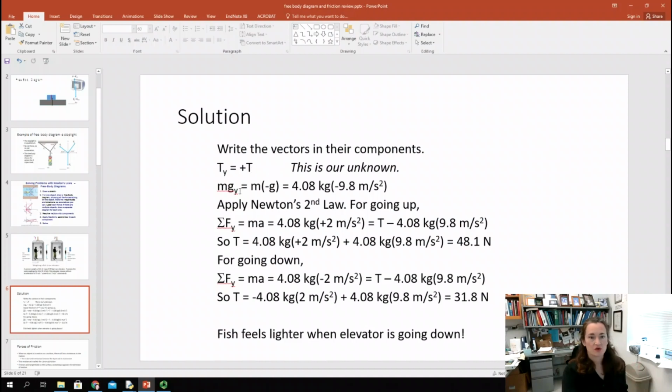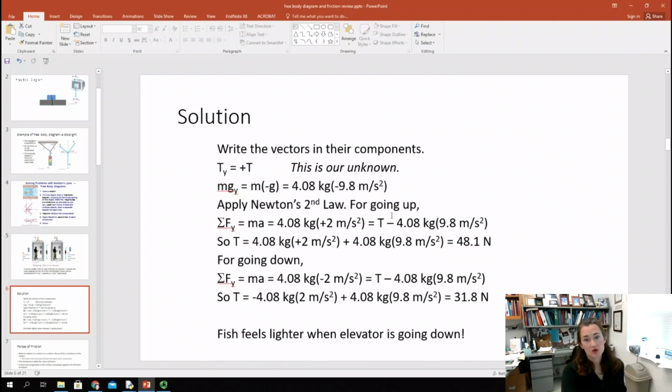Now, mg, the y component of gravity here, mg sub y, would be equal to the mass of the fish times the acceleration due to gravity. Now the acceleration due to gravity is minus 9.8 meters per second squared. The minus sign means down. Okay? So plugging in for that, we have mg sub y is equal to 4.08 kilograms, that's the mass as was given in the problem, times minus 9.8 meters per second squared. And like I said, the minus sign is down. Now this would be the same for either question, whether the elevator was moving up or whether the elevator was moving down. These would still be our vectors and our symbols for them in the equation.